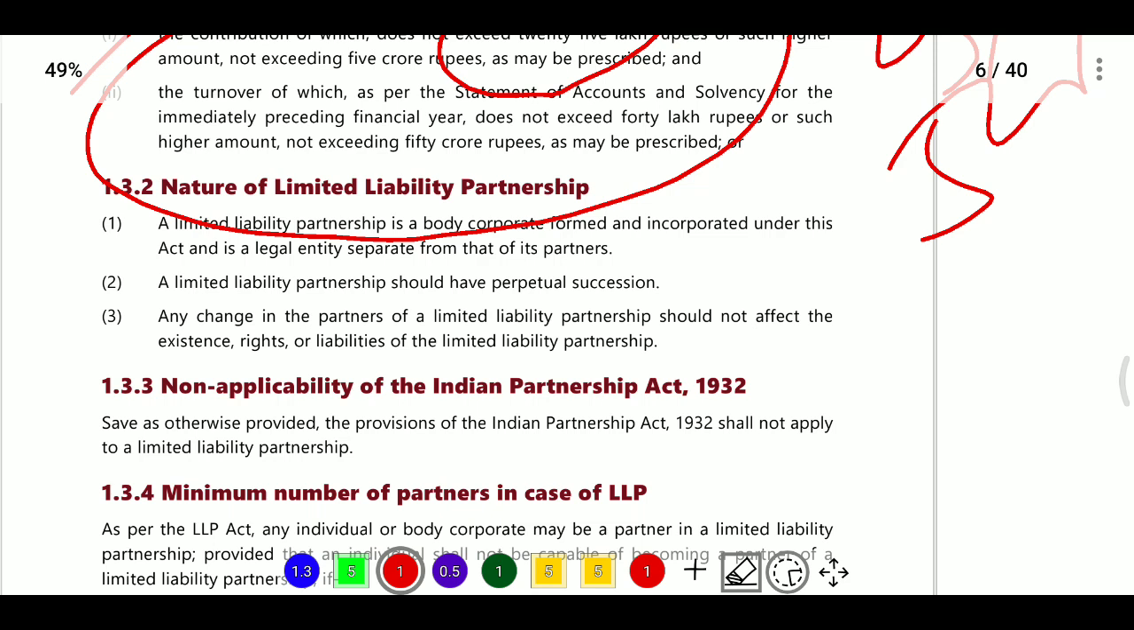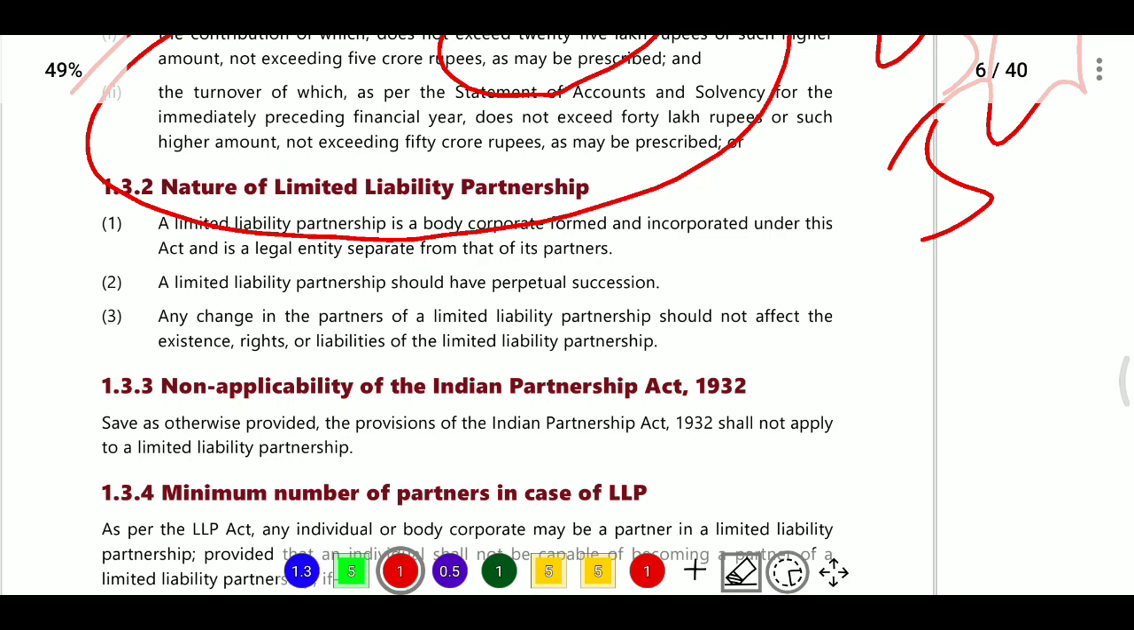Next, compliance requirement. Since the capital contribution is 20 lakhs and annual turnover is 30 lakhs, which is below the threshold limits of 25 lakhs and 40 lakhs, ABC Consultant LLP qualifies as a small LLP. As a small LLP, ABC Consultant LLP might have simplified compliance requirements, such as fewer audit obligations or an easier filing process. Next, accounting in partnership accounts.